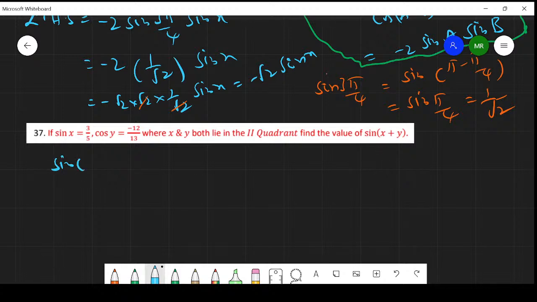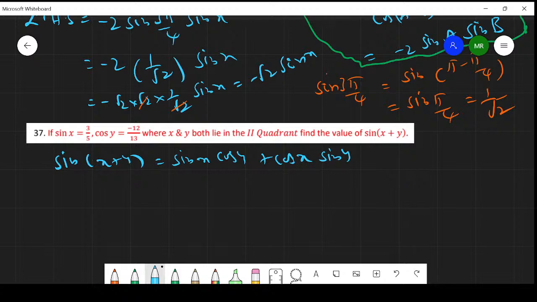Before that, they are asking what is sin of (x + y). You remember sin of (x + y) is equal to sin x cos y plus cos x sin y. We'll repeat: sin of (x + y) equals sin x cos y plus cos x sin y. Correct?